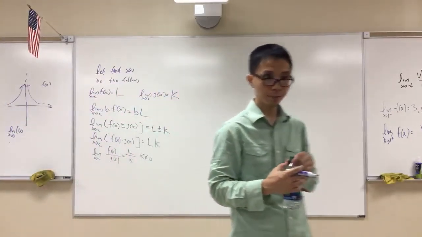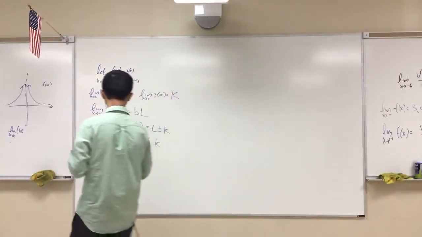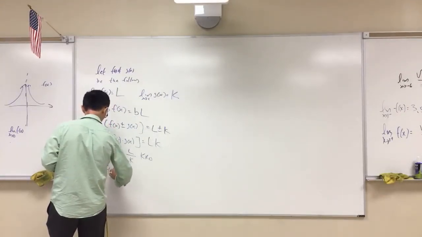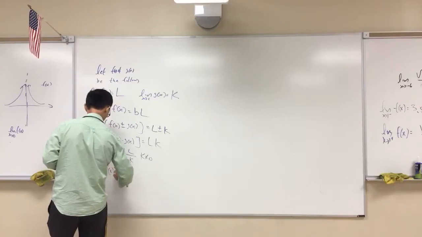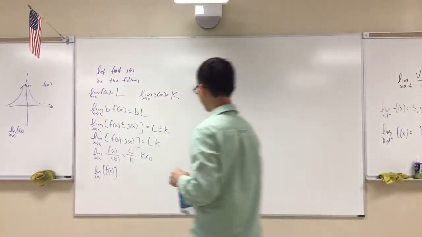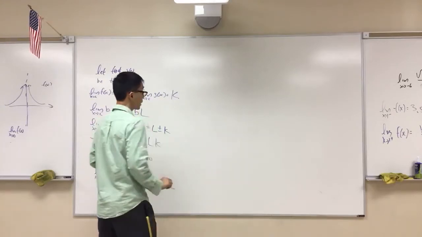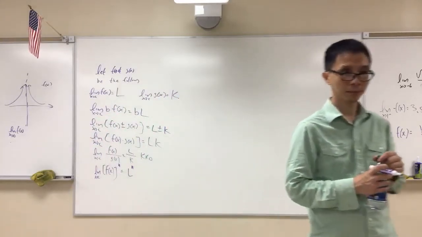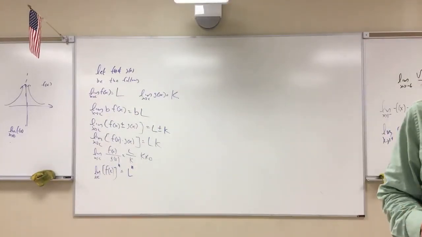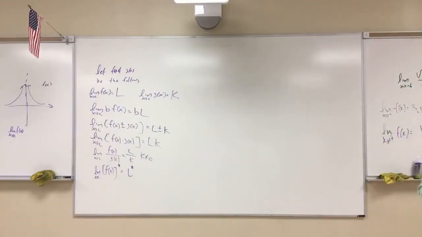The last one is the power rule. The limit as x approaches c of f of x to the n power is equal to L to the n, and that's pretty intuitive. So besides the first three basic limits you need to know, these are the rules. Questions?